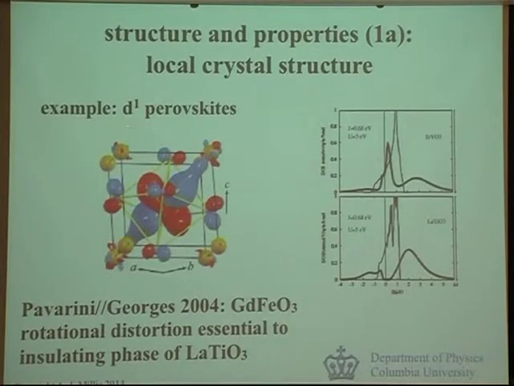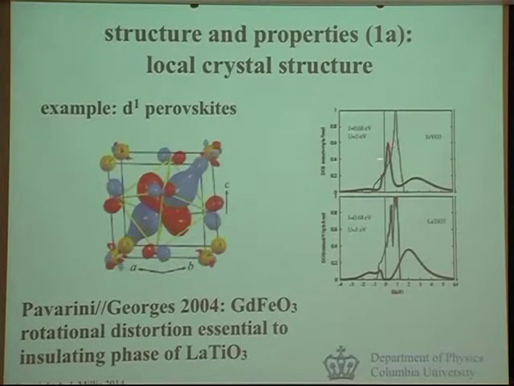If you look at d1 perovskites, for example, lanthanum titanium oxide, it's crucial. The crystal structure plays a crucial role in the metal-insulator transition behavior. So as these people showed, if you take lanthanum titanium oxide in a hypothetical ideal perovskite crystal structure, you will find that for any reasonable parameters, it's metallic, whereas if you study it in the so-called gadolinium ferrite distorted structure, in which the titanium oxygen octahedra are rotated in a particular pattern, then you get an insulator, as is observed.